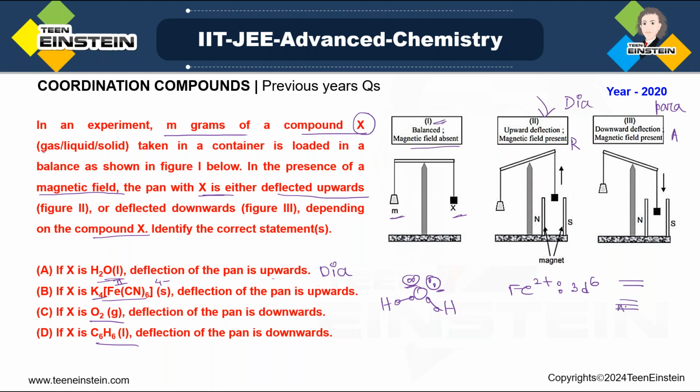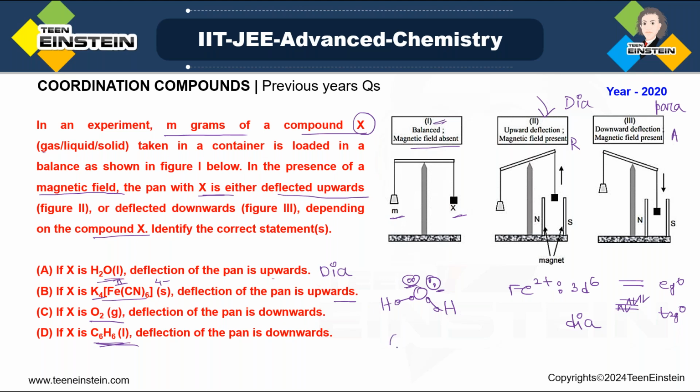It is a 3d6 system. We have strong field ligand. That means it will be t2g6 and there is no unpaired electron. So all the electrons are paired up. Again it is diamagnetic. So it should also move upward, isn't it? So this is also true. What about oxygen and benzene? Benzene is also diamagnetic, but oxygen is paramagnetic.